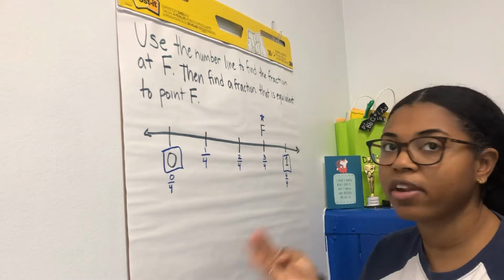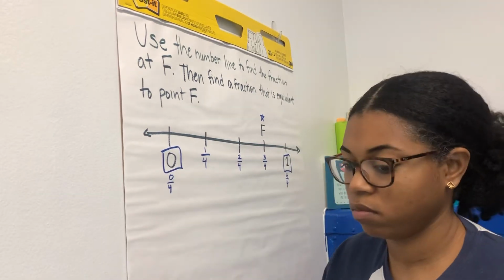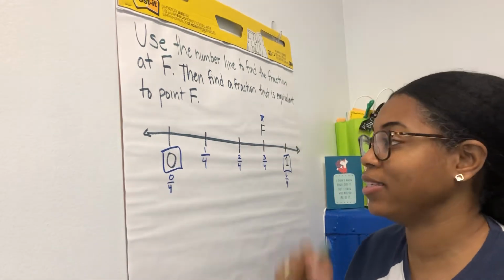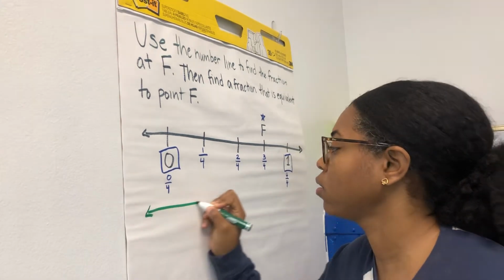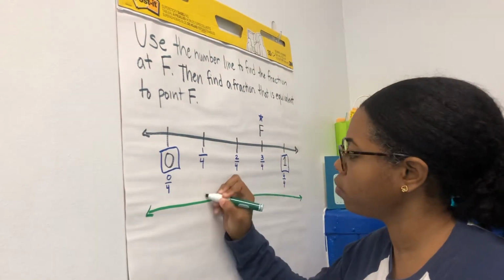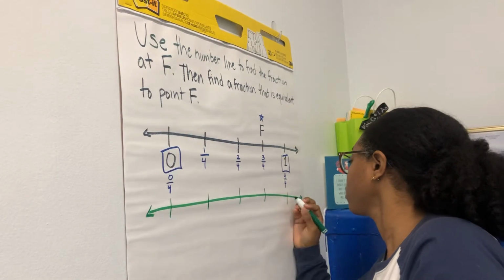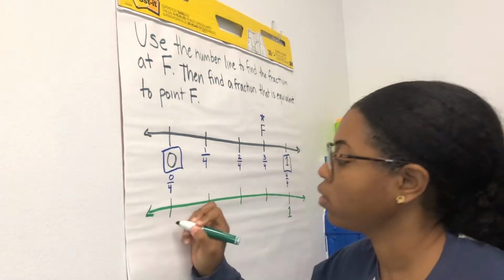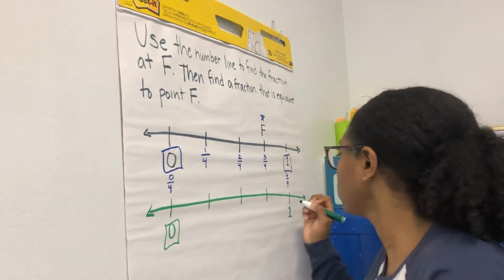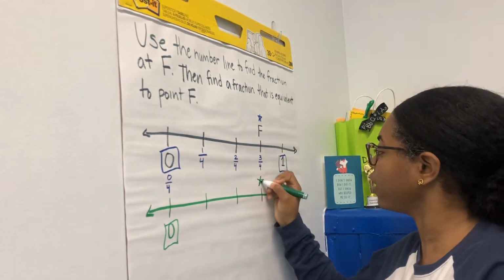Okay, if I do that on a number line, let me think. First, let me make the same exact number line. I'm going to line up all the points that are already there. 1, 0. And I know my fraction must be right here.